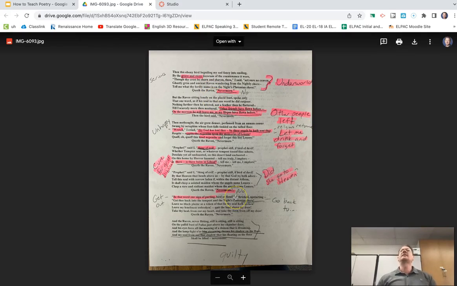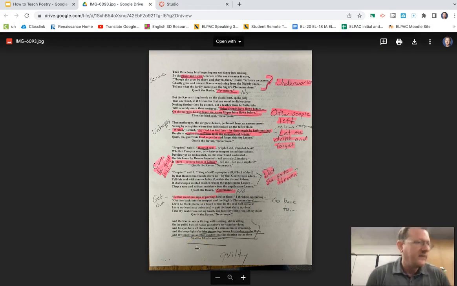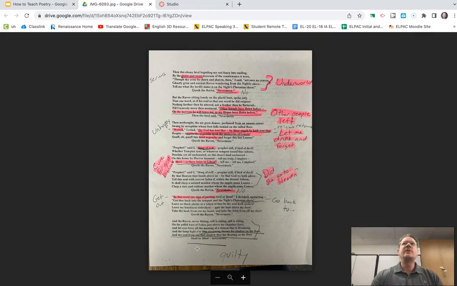But he also asks, does she go to heaven? And the Raven says no. He gets angry. And then he asks, am I going to heaven? And the Raven says no. The last two stanzas say that. So I'm establishing with the students that he's feeling guilty about something. Maybe he feels like he's the one that's killing his wife.